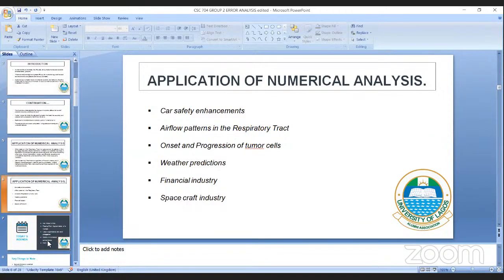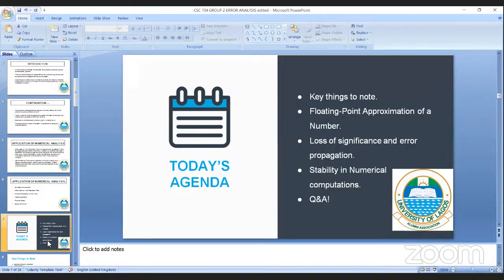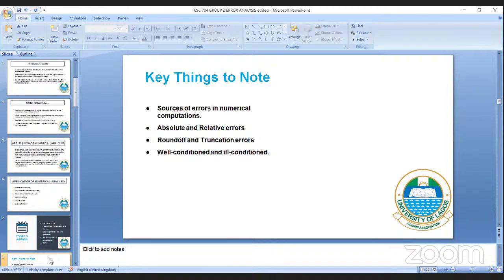Okay, so these are the things we should note. We are talking about floating point approximation of numbers, loss of significance and error propagation, and stability in numerical computations. Then we'll have questions and answers. We'll also talk about sources of errors, absolute and relative error, round-off and truncation errors, and well-conditioned and ill-conditioned problems. That's where we talk about stability.